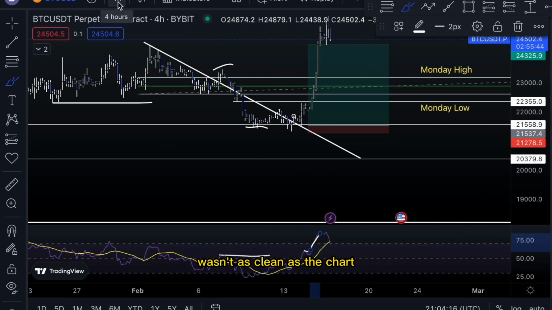It wasn't as clean as the chart, but they're not always going to be. That's kind of the point. You need to be able to try and spot these for yourself and make your trading decisions.